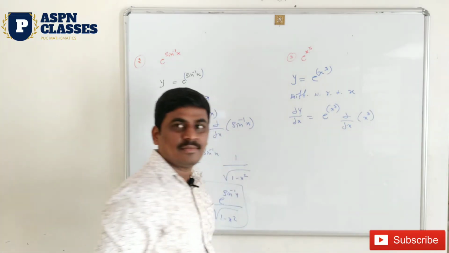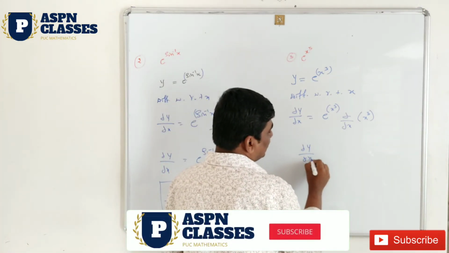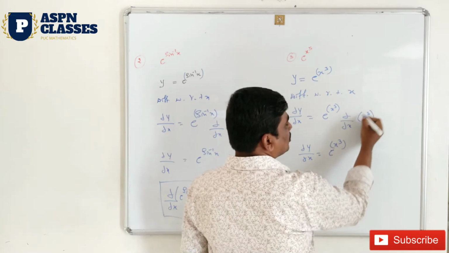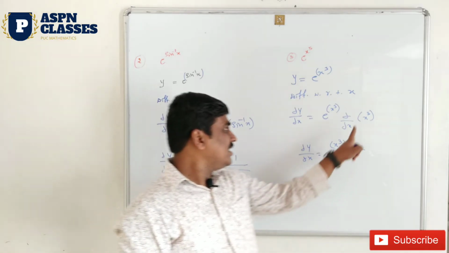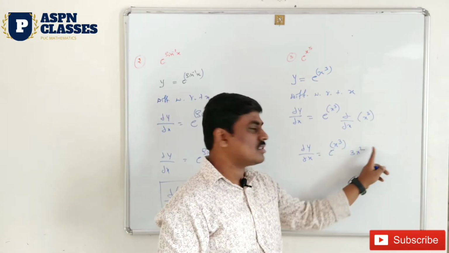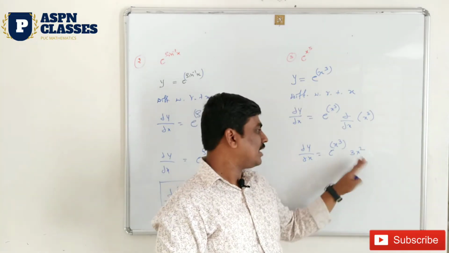x cube is the extra term, so you have to differentiate one more time. Then what is the answer? Observe, dy by dx is equal to e raised to x cube, I am writing it as it is. The differentiation of x cube is 3x square, correct? Here x cube is in the place of x, and x cube differentiation is 3x square, because of the formula for x raised to n, n into x raised to n minus 1. Apply that formula and you will get this result.